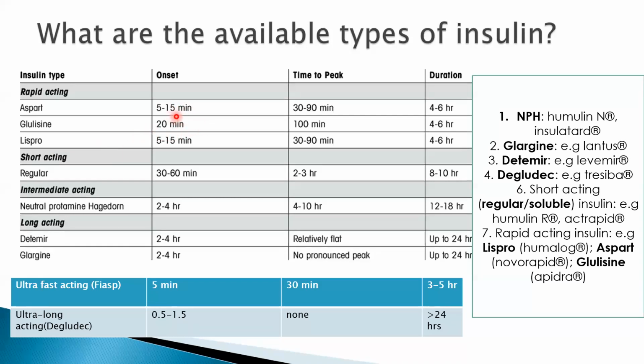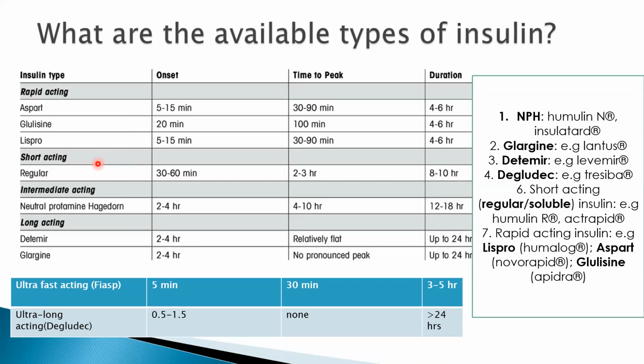Just around 15 minutes, they have started acting, and they take around half an hour to 1.5 hours to peak, and then an average of 5 hours duration in the bloodstream. And an example of aspart that we have is Novorapid, lispro is Humalog, glulisine is Apidra.